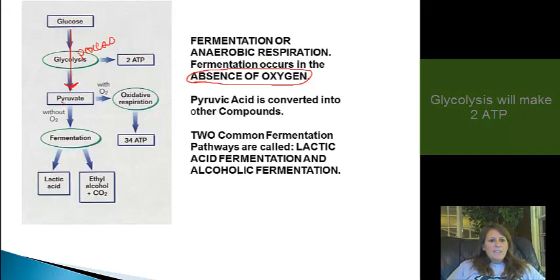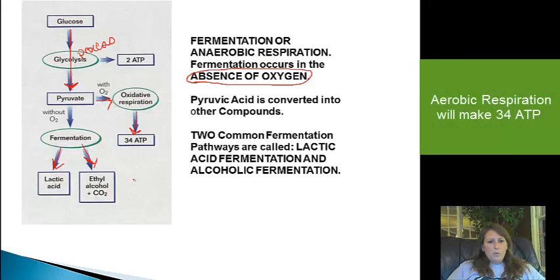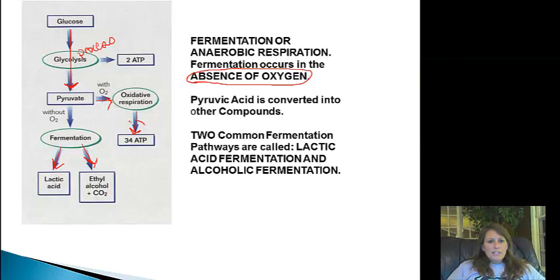Then if I don't have the oxygen, I'm going to go down, and the pyruvate will go to one of the two types of fermentation. If it does have oxygen, then it's going to go through a special type of aerobic respiration and make possibly 34 ATP. So this is where we get a lot of energy, when it's in an oxygen-rich environment and goes through this type of respiration.